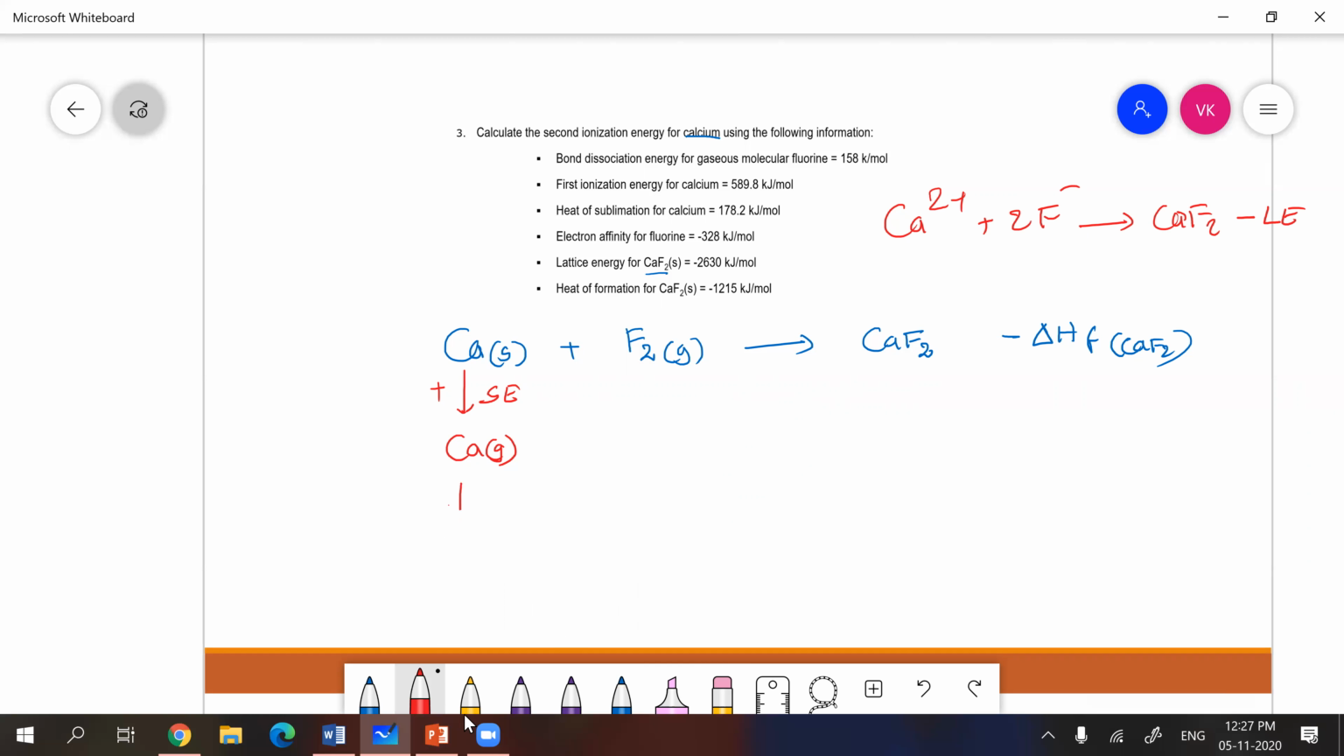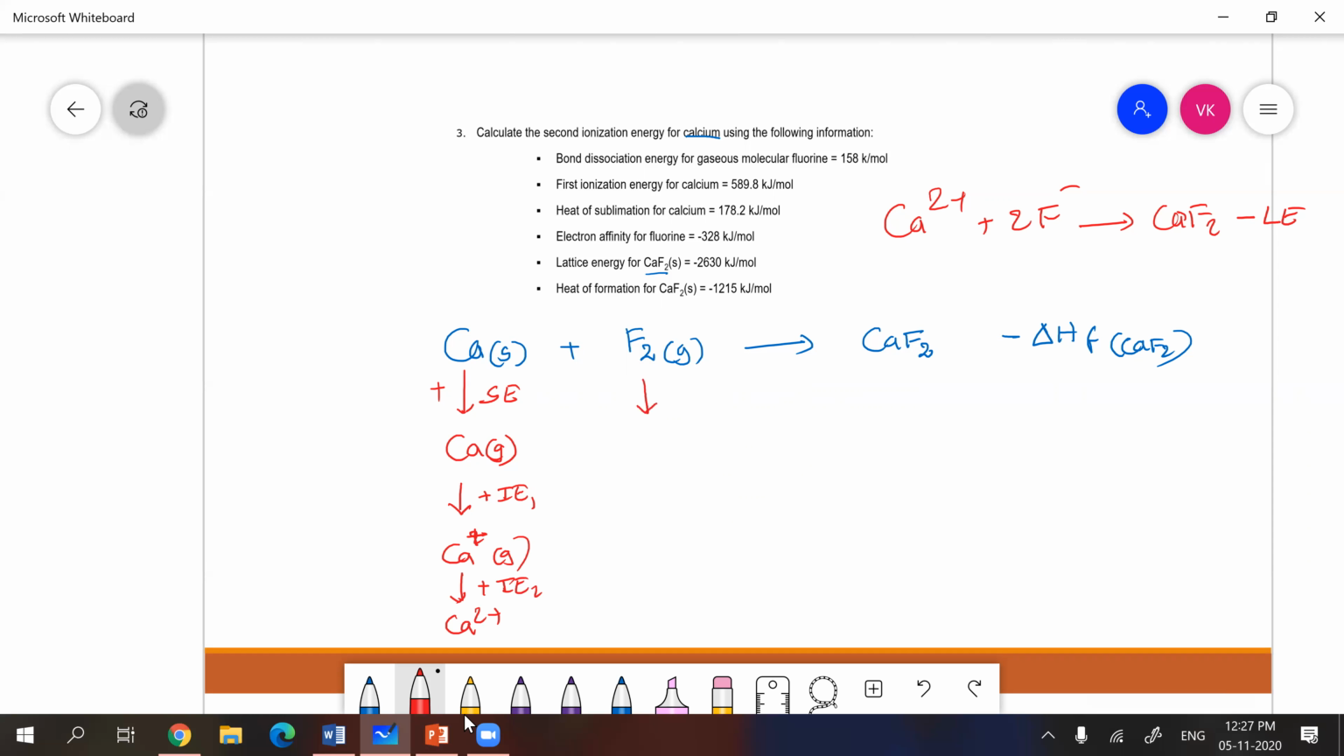Okay. Now first ionization energy is a positive value, that is converting calcium to calcium plus. Again, 1 more electron it has to lose to convert into calcium 2 plus. This is called second ionization energy. This is also a positive value.